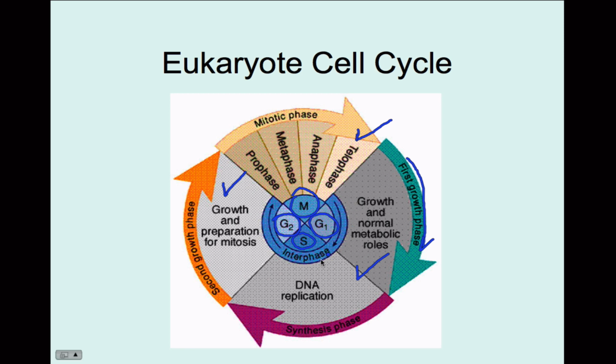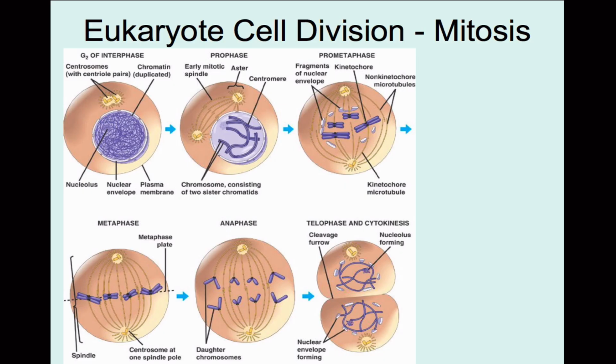So all throughout this cell cycle, the cell is making sure that everything is occurring normally and that the cell is working correctly, so that it can do its proper function when it's finished dividing. All right, so let's look at mitosis in more detail.